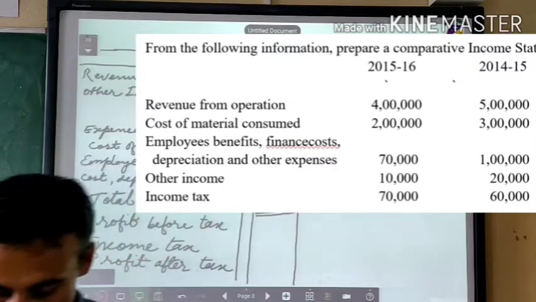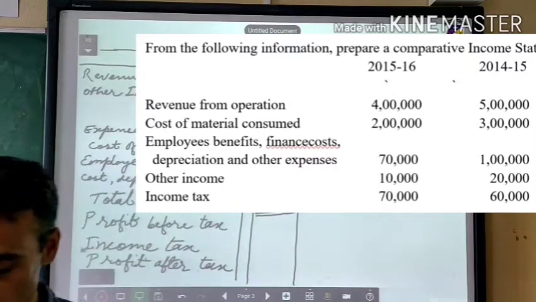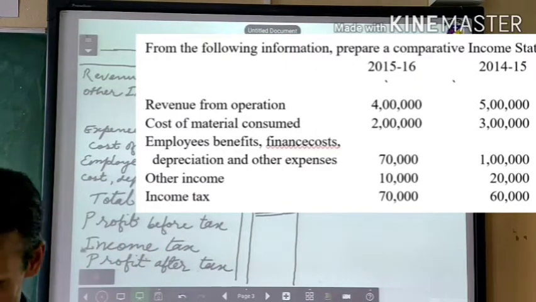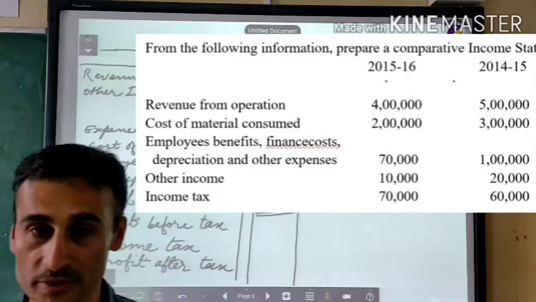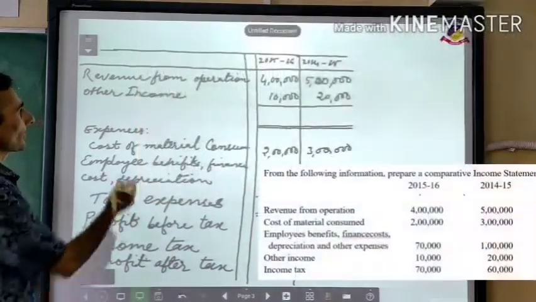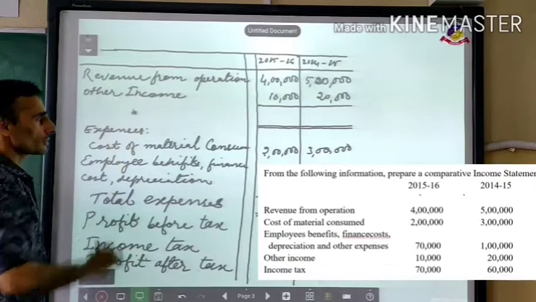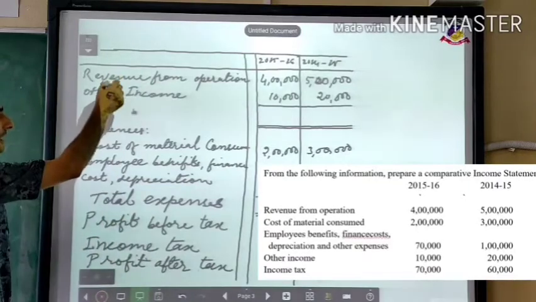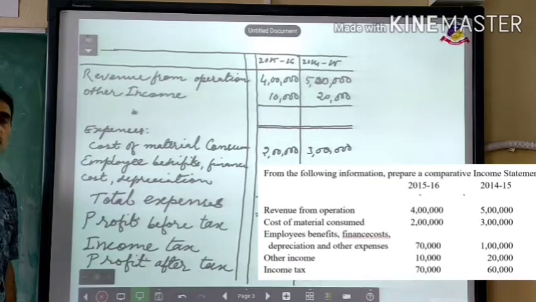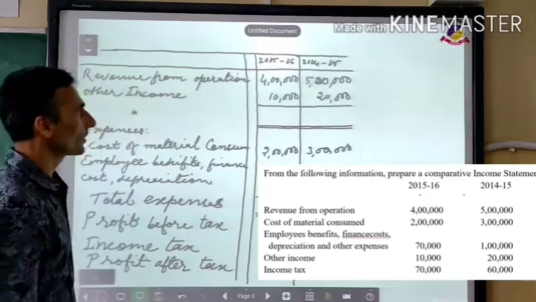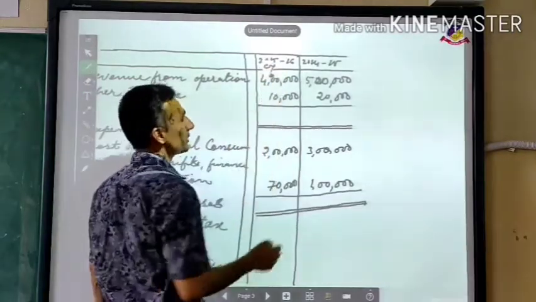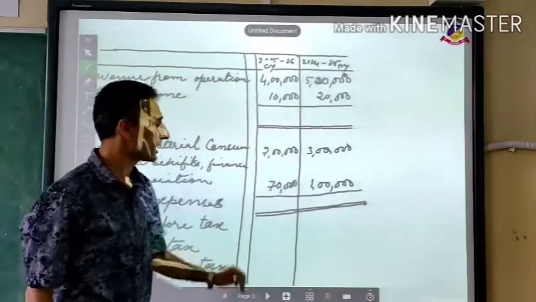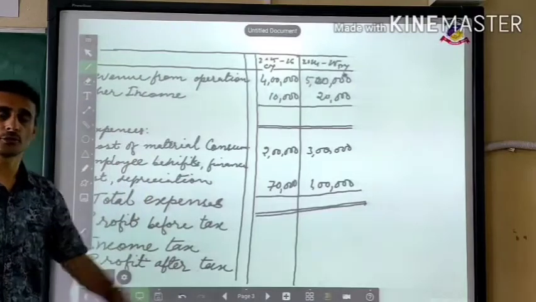So we have a question here. From the following information, prepare a comparative income statement. 2015-16 is your current year, 2014-15 is your previous year. So here we go. This column shows the particulars as given in the question. This has been arranged as per the format given. This column is for the current year and this column is for the previous year amount. So I put the amount as per the question given to you.